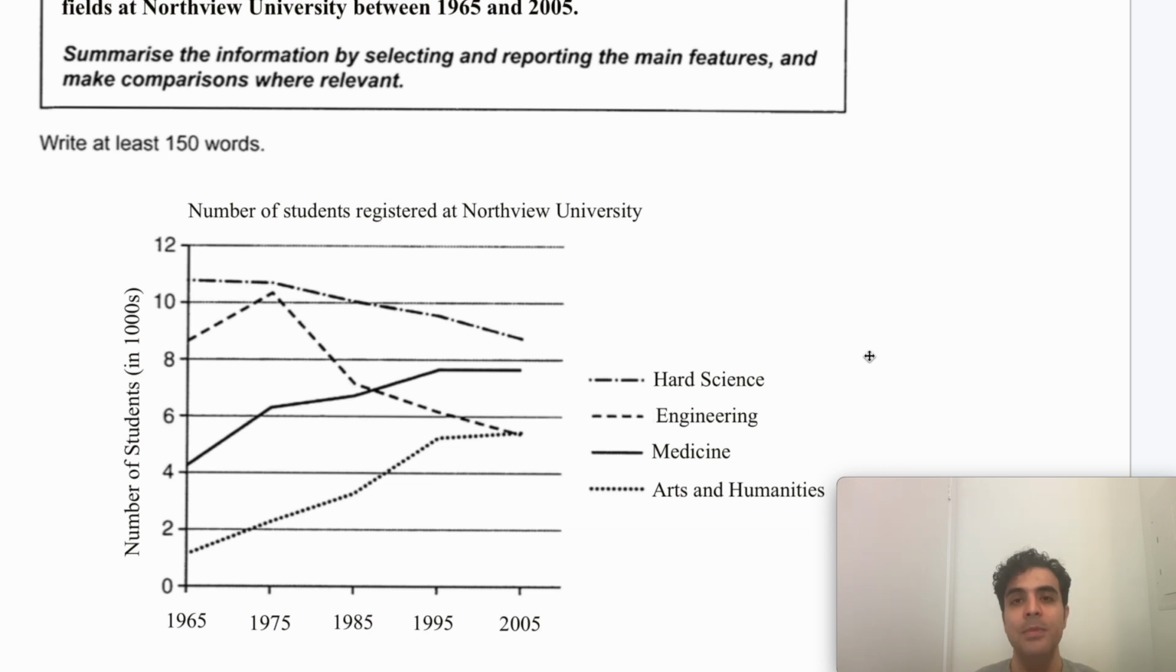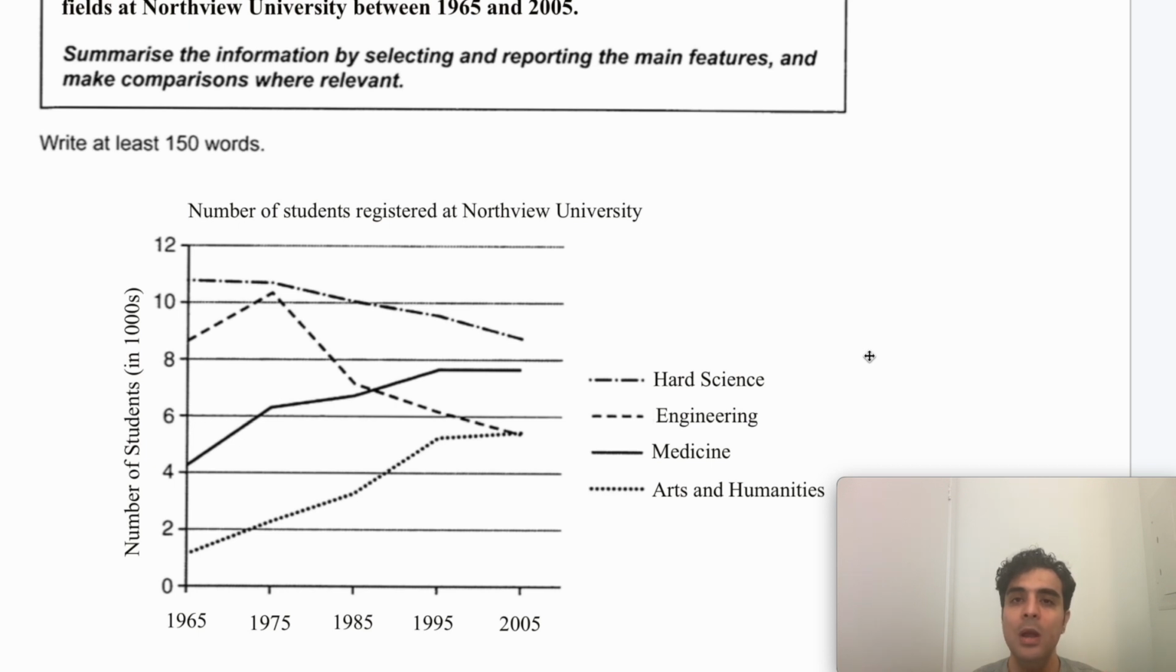Remember, planning. Planning involves answering 3 questions. Number 1, how can I divide this information into 2 or 3 parts? Well, how many variables do I have? I have 4. I have hard sciences, engineering, medicine, arts, and humanities. How can I divide this information into 2 or 3 parts? I have 4 variables, so I can't write one paragraph for each variable, because if I do that, I'll end up with 4 paragraphs, and I can't. Remember? Because it'll probably result in a very lengthy response.